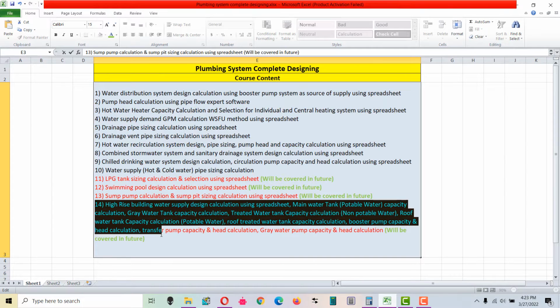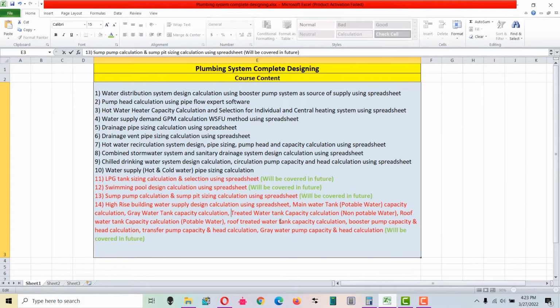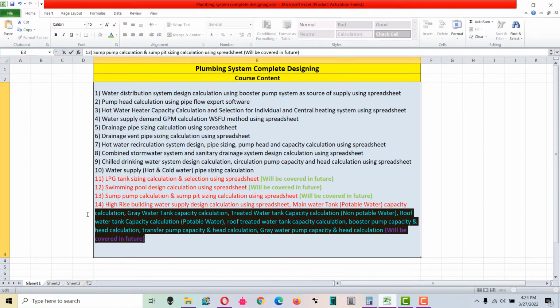And the last one is high-rise building water supply design calculation using a spreadsheet, and this calculation will include main water tank, potable water tank capacity calculation, then gray water tank capacity calculation, treated water tank capacity calculation, then roof water tank capacity calculation and roof treated water tank capacity calculation. Booster pump, transfer pump, and gray water pump capacity and head calculation will be covered in this topic.